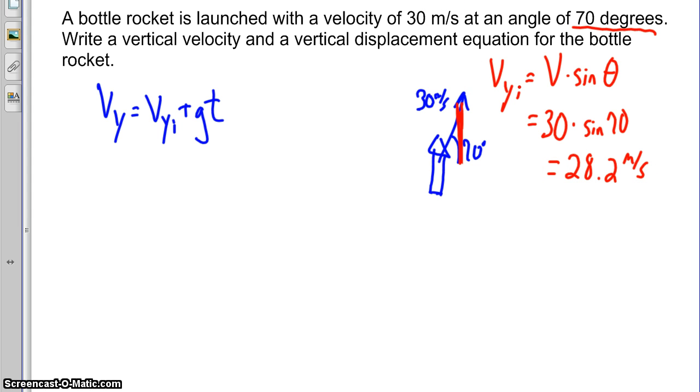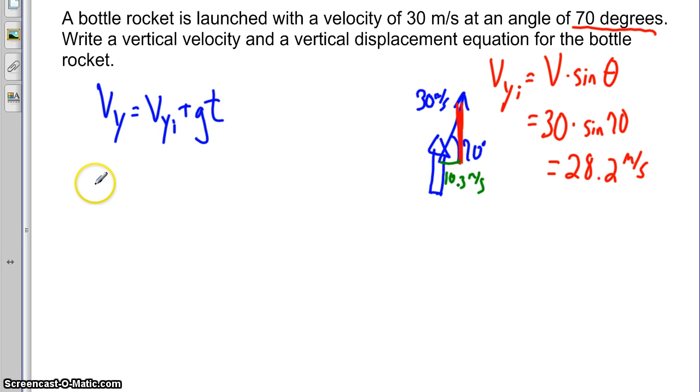It doesn't need the other part. I could find it as 30 times the cosine of 70. The other part should be really small, right? I mean, it's a pretty steep angle, and it turns out the other part is only 10.3. So this side would be like 10.3. But I don't care about this side, right? It doesn't matter how fast it's going over. We only care about the vertical motion.